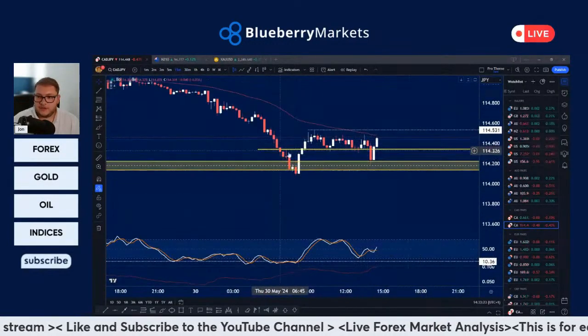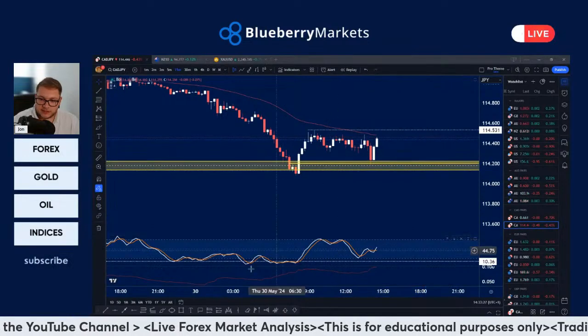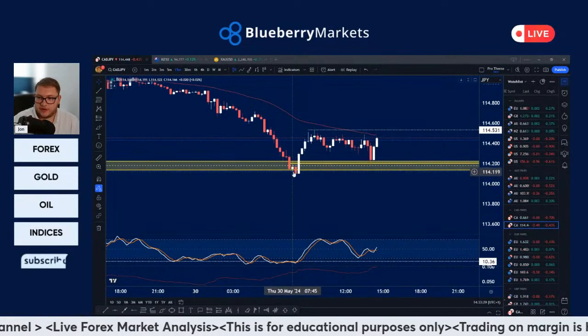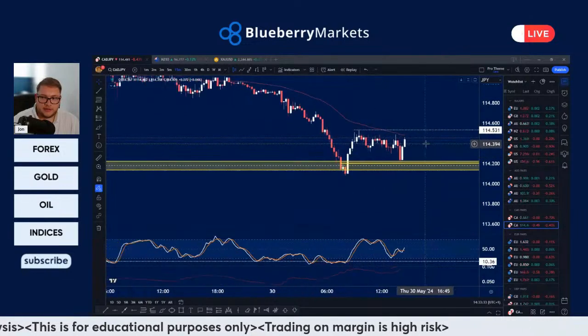So if we go to the 15-minute time frame, what I find quite interesting about this is the market has rallied, okay, from that level. Now, we haven't technically made a new high here, right?